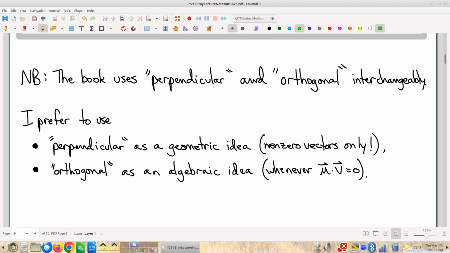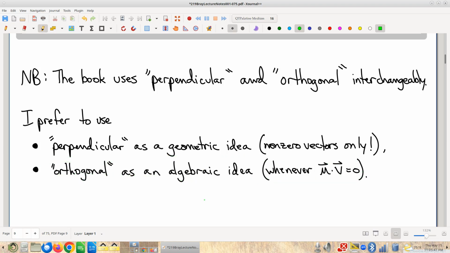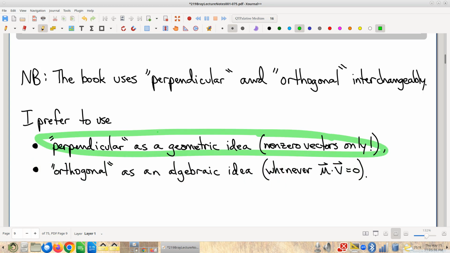I want to encourage y'all to start right on this process. And if you mean to include the possibility of zero vectors, say orthogonal. And if you wish to refer to the geometric idea that unavoidably must exclude zero vectors, then say perpendicular. And we want to keep these distinct because they are different. They mean different things.